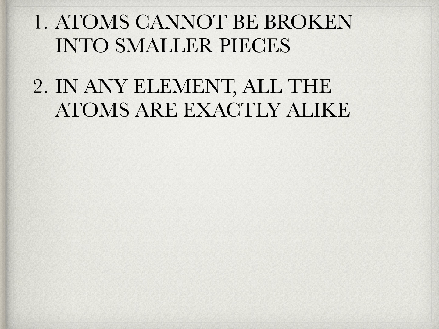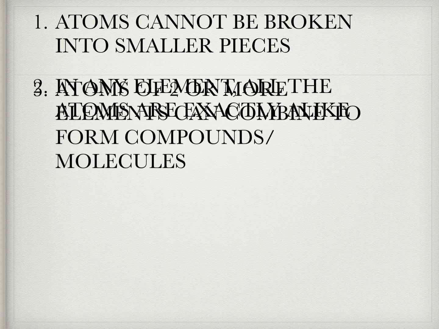Number 2 is in any element, all the atoms are exactly alike, meaning in hydrogen, hydrogen's an element from the periodic table, every atom of hydrogen looks the exact same, acts the exact same way, weighs the exact same. So atoms of any element are exactly alike, but between elements like carbon and hydrogen, they are not alike.